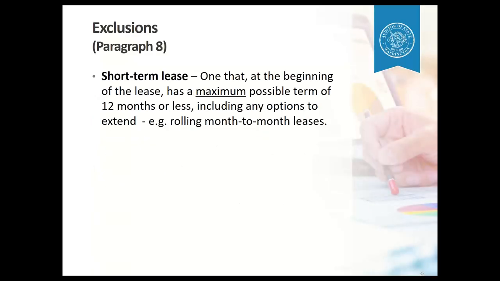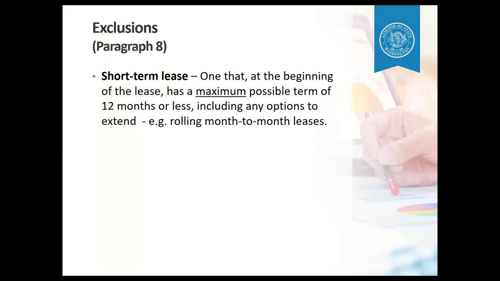Okay, let's talk about exclusions. Do you have to account for every last little lease under the requirements of GASB 87? Well, no, there's certain things that are excluded. And I think the most popular one has to be short-term leases. That's one that at the beginning of the lease has a maximum possible term of 12 months or less, including any options to extend. For example, you just had a month-to-month lease. And this is based on the form of the agreement, not those probabilities. It's just what is in writing.